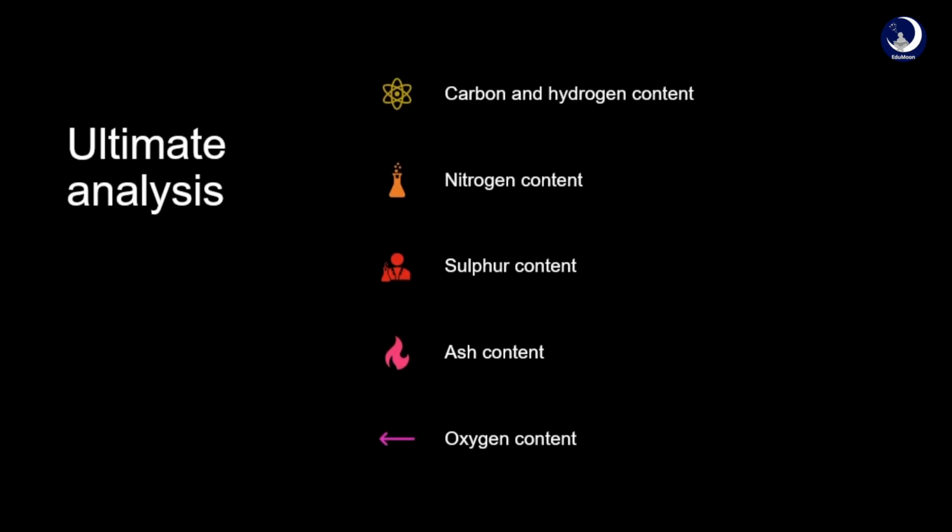Ultimate analysis. By this method, the weight percentage of carbon, hydrogen, nitrogen, and sulphur of pure coal, free from moisture and inorganic constituents, is found out. Hence, it is an analysis of the elementary constituents of coal.